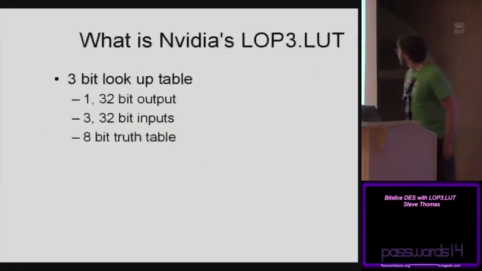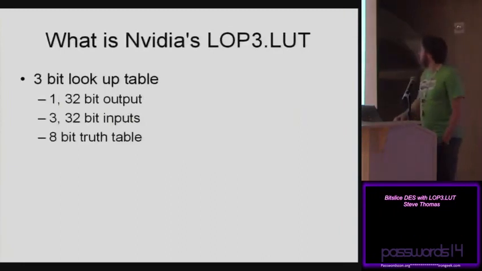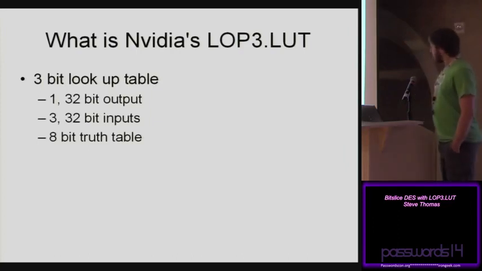So, for starters, this is an instruction that is new to NVIDIA GPUs. What it is, is a 32-bit 3-operand lookup table. Basically, there are 3 inputs of 32 bits, an output of 32 bits, and an 8-bit truth table.